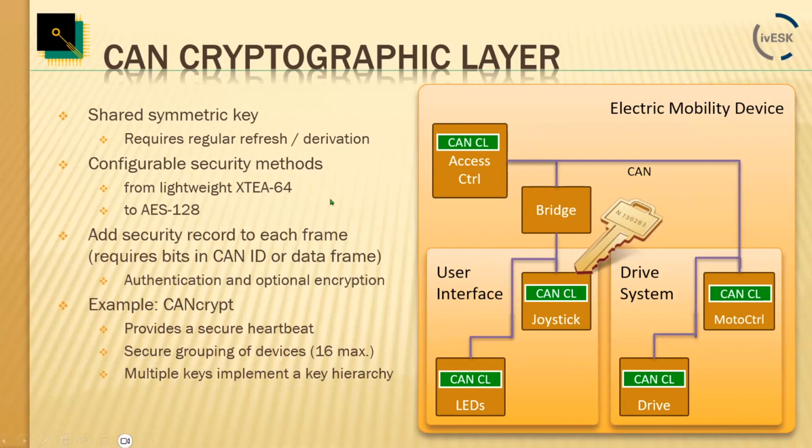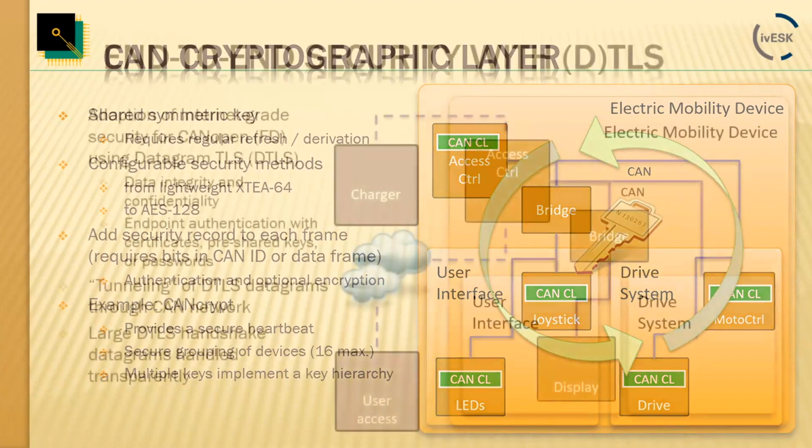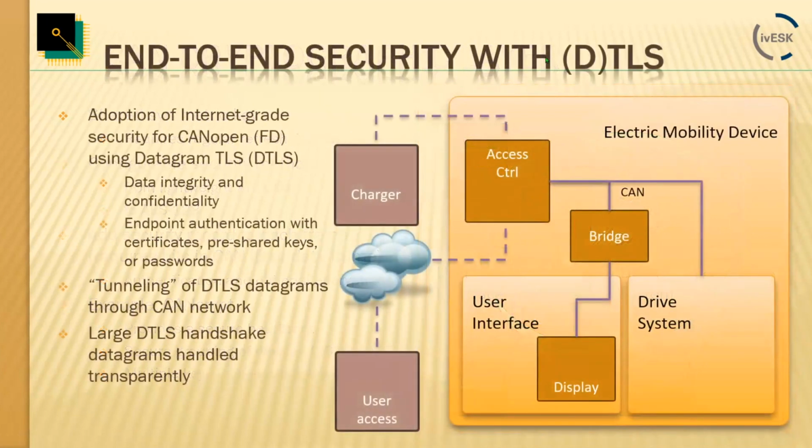And the third option I would like to show is something called DTLS. It's a variation of the Transport Layer Security known from the internet. They created a scaled-down version, which is called Datagram TLS, so it's a little smaller in the amount of data required. However, we are still talking several hundreds of bytes for the initial authentication.